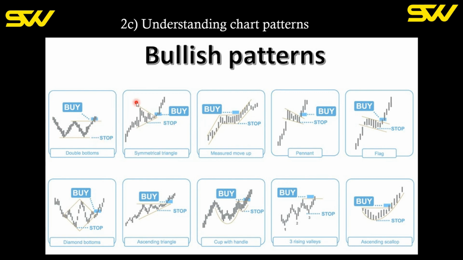Okay, the same goes for the symmetrical triangle. If you draw a line to connect the tops of all these candles, and draw a line to connect all the bottoms of these candles right here, you are going to see a symmetrical triangle shape that has been formed. So the moment the breakout happens right here, place a buy position and the stop loss here and enjoy your profits. Right? The same goes for this, but of course, not all of these patterns are commonly seen. Some common ones are the double bottom, symmetrical triangle, pennant, flag, cup and handle, ascending triangle. These are the common ones.